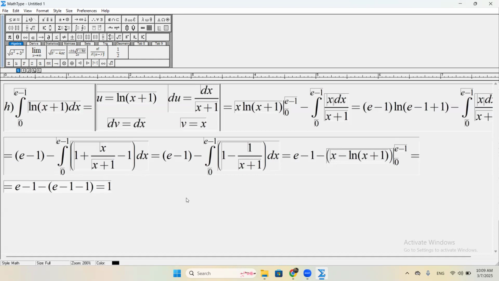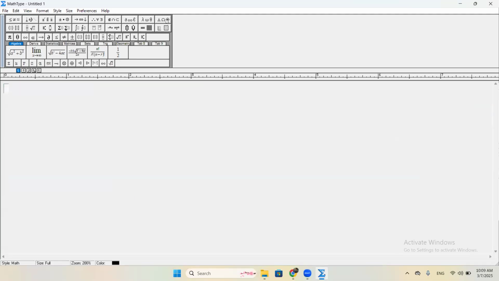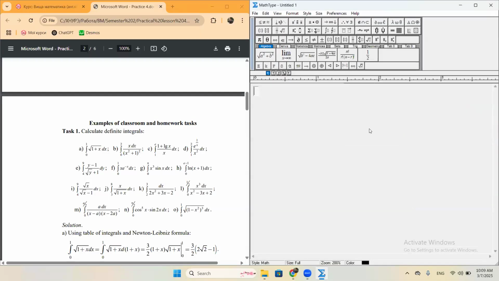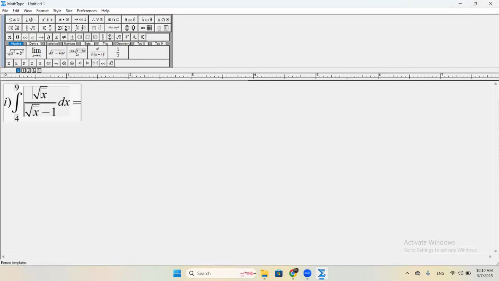No. Okay, no questions. So let's move next. The next exercise, we will solve it using another approach. We will rationalize the integral with the substitution. So we have an irrational function here: the integral from 4 to 9 of square root of x over square root of x minus 1, dx. So let's make the following substitution.